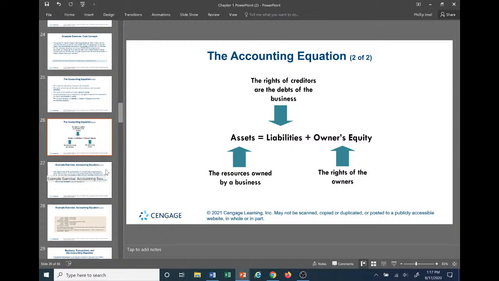Here's just another visual of it. The resources owned by a business are assets. That's the one side of the equation. On the other end of the equation, we have the liabilities plus the owner's equity. The rights of creditors are the debts of the business, and the owner's equities are the rights of the owners. So pretty much assets equals liabilities plus owner's equity. I cannot stress enough how important this equation is. Like I said, learn it, love it, live it, whatever you got to do, just make sure you know it.